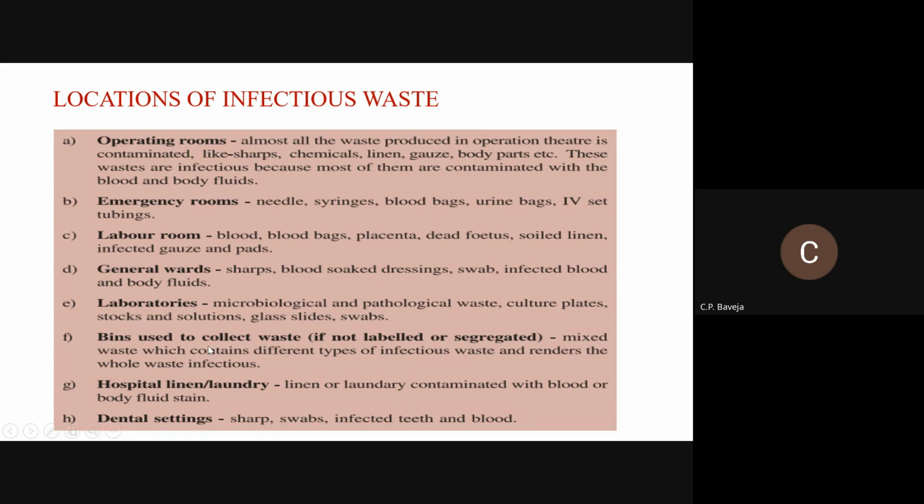And then bins used to collect waste, if not labeled or segregated, produce mixed waste which contains different types of infectious waste and renders the whole waste infectious. As I told you, if bins are separate for each waste, then there is no problem. If mixed waste is put in a bin, then the whole of the general waste also becomes infectious. Then hospital linen and laundry: linen or laundry contaminated with blood or body fluids.